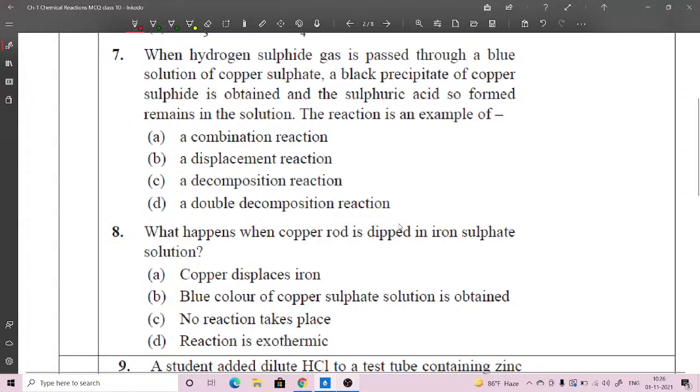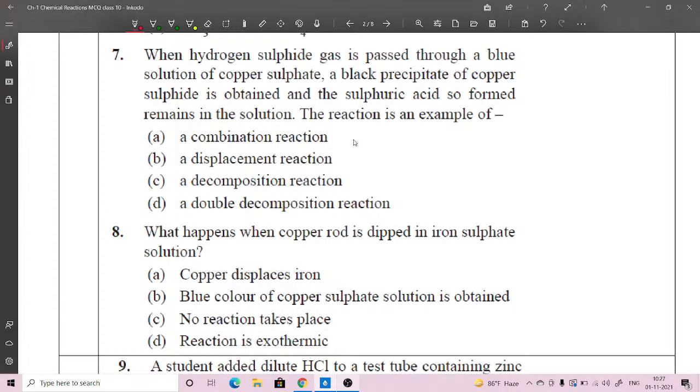When hydrogen sulphide gas is passed through a blue solution of copper sulphate, a black precipitate of copper sulphide is obtained, and the sulfuric acid so formed remains in the solution. The reaction is an example of a combination reaction, a displacement reaction, decomposition reaction, or double decomposition reaction. Let me explain this question.